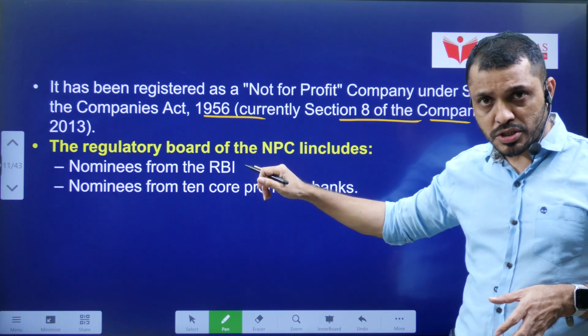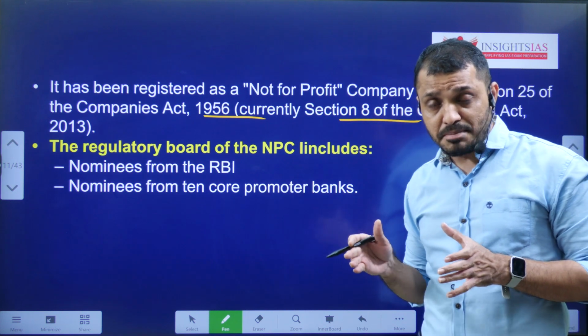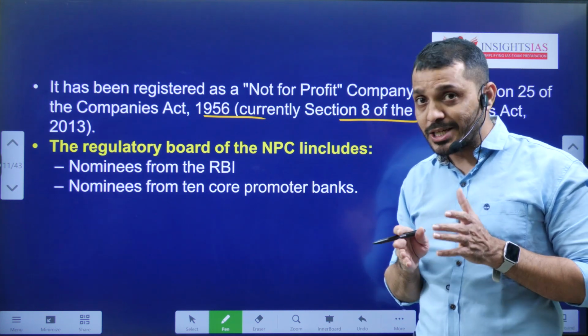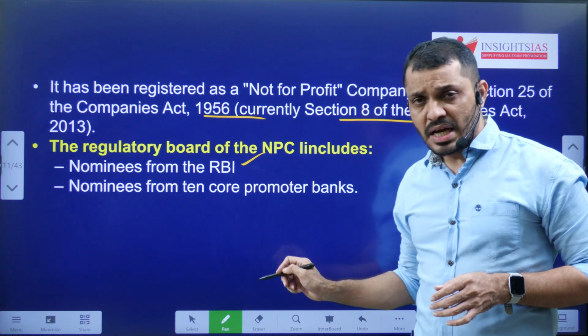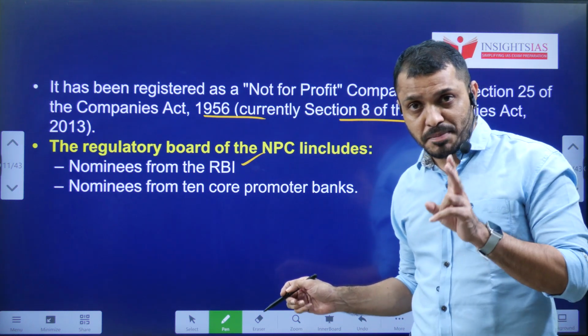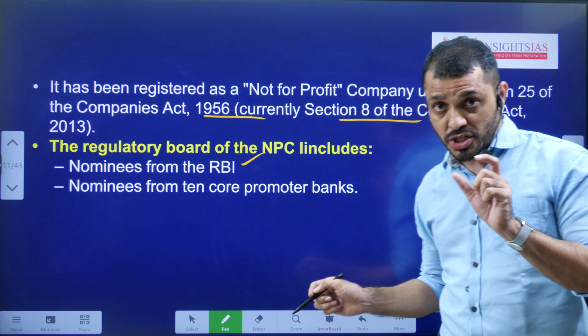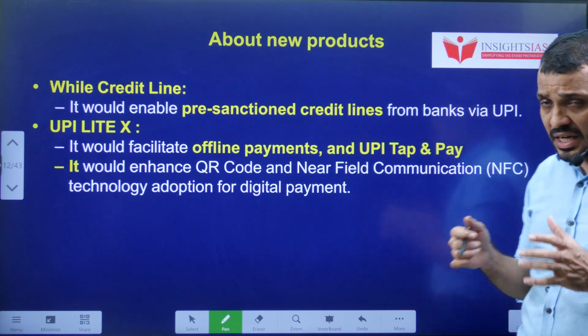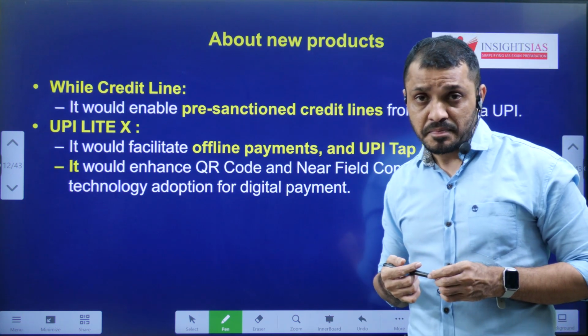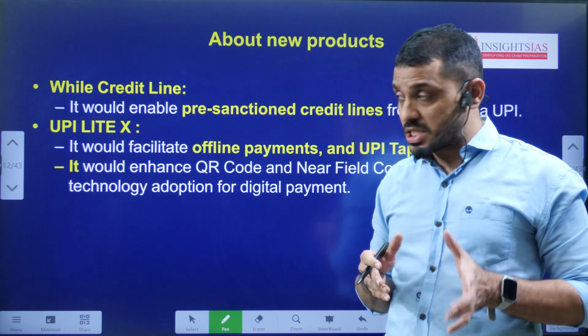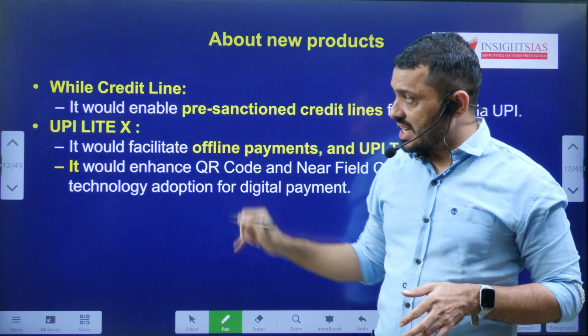And this regulatory board, who controls the NPCI? NPCI is controlled by a regulatory board, which includes nominees from RBI, as well as the 10 major banks present in the Indian Banks Association, IBA. They regulate this NPCI. And NPCI's new products are, number one, Wild Credit Line.